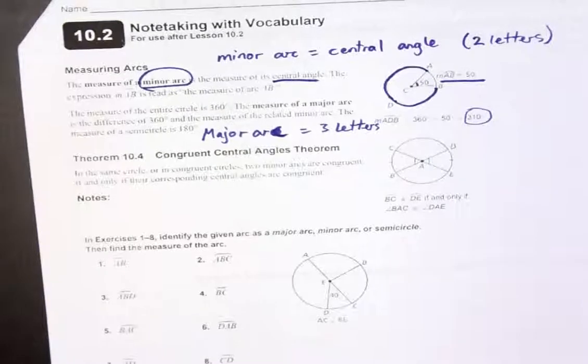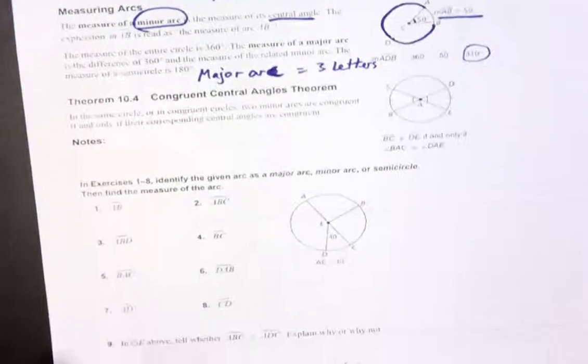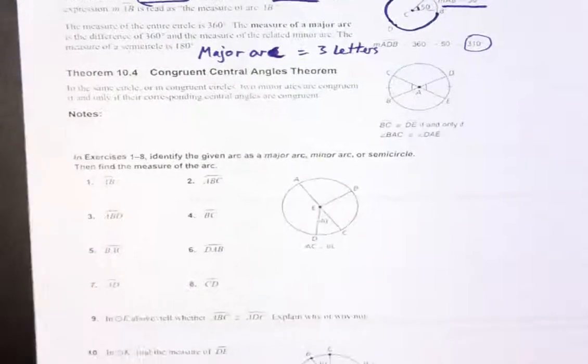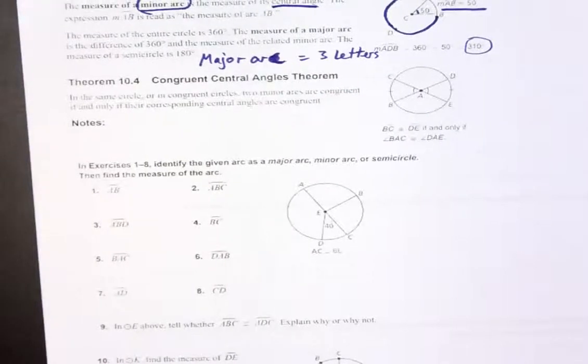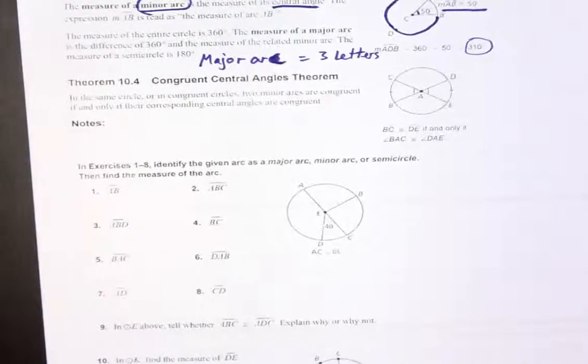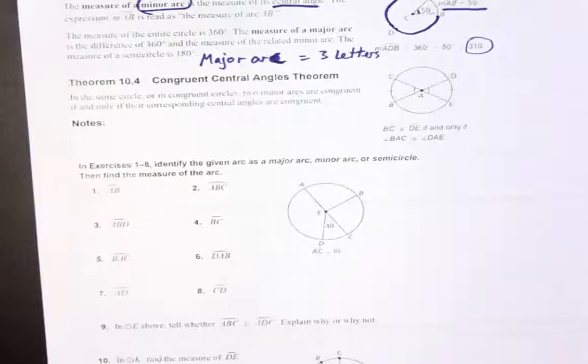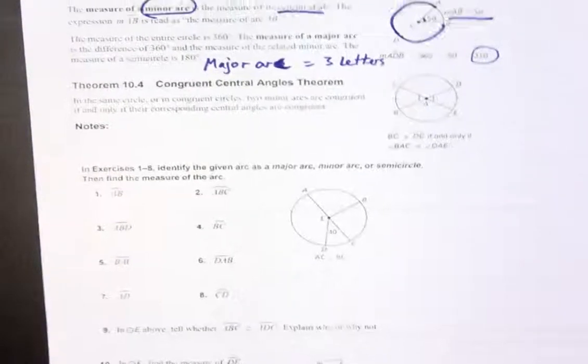All right, and focus back up front now. Give me a thumbs up if your partner told you the difference between a major and minor arc. Well, I asked him and he asked me. Good. So who answered? We told each other. You told each other.